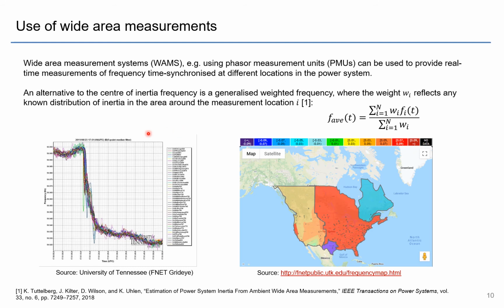So this is some PMU based measurements from the University of Tennessee. They've got this thing called FNET GridEye, which measures frequency all around the US. In fact, they've got them all around the world, and there's one in Perth as well. And you can see here that with the GridEye, they've got them all over the US, and you can calculate the frequency all around the continental US.